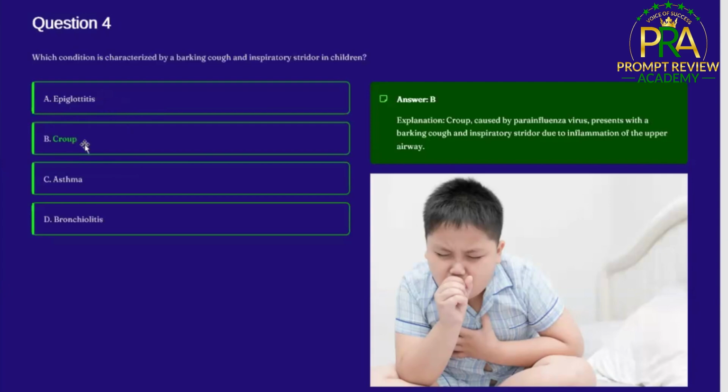But in croup, you have that barking cough, and the treatment for croup is a one-time steroid injection, dexamethasone, and we also have the staple sign. So croup is caused by influenza virus. It presents with a barking cough and inspiratory stridor due to inflammation of the upper airway.